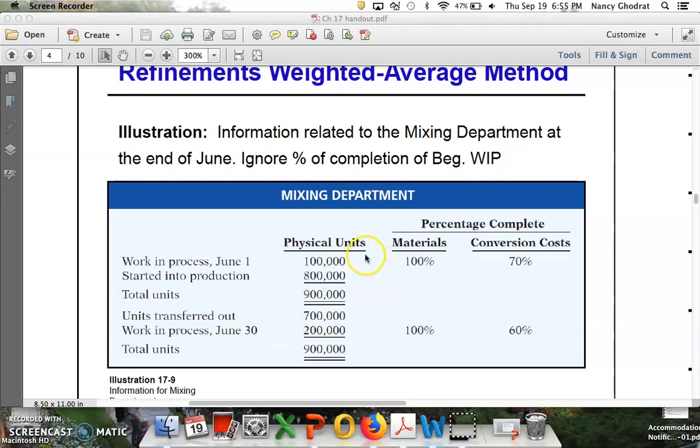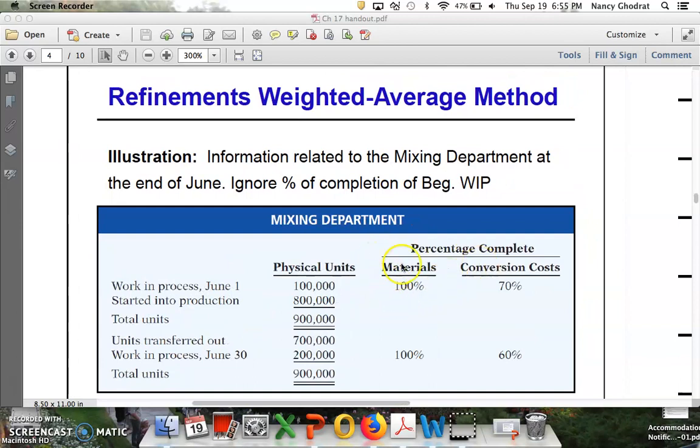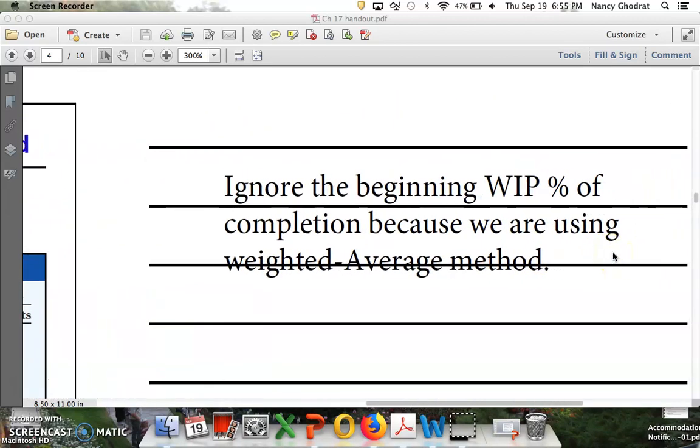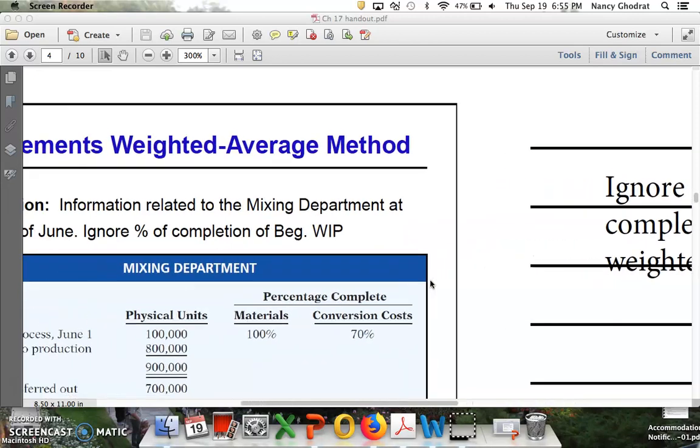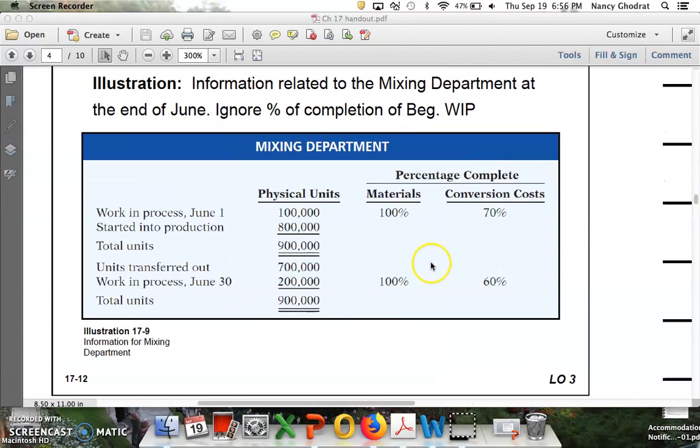Now, because we're using the weighted average method, please ignore the percentages given to you for the beginning work in process. That information is necessary when we use the first in, first out method. So any beginning work in process percentage of completion should be ignored. However, we do need the percentages given for ending work in process, the percentage of completion for ending work in process. So what does it tell us?